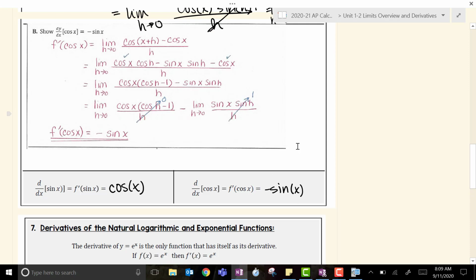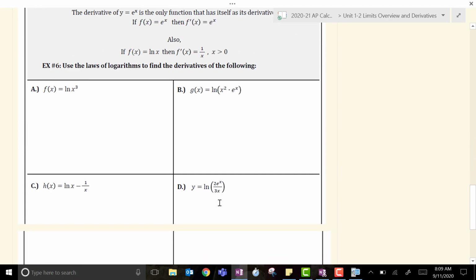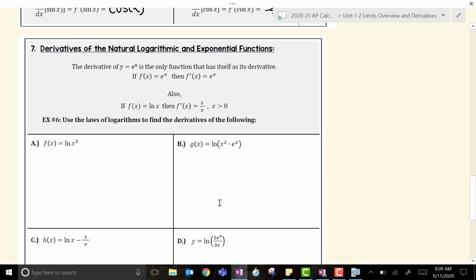Let's get into our last little section here, just looking at derivatives of logarithmic and exponential functions. There are two really funky things that happen here with exponents. So e to the x is the only function that has the derivative of itself. And the reason why is, think about trying to apply the power rule here. If you think of e raised to the power of x, that's exponential growth or exponential decay, right? Depending on what my base is.